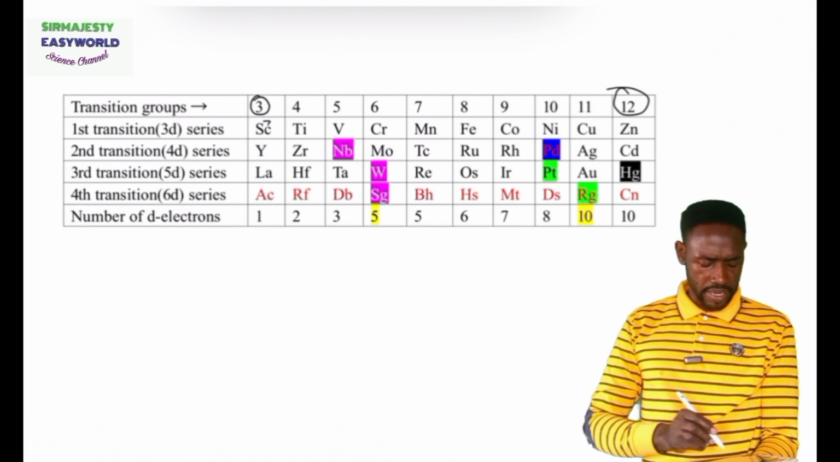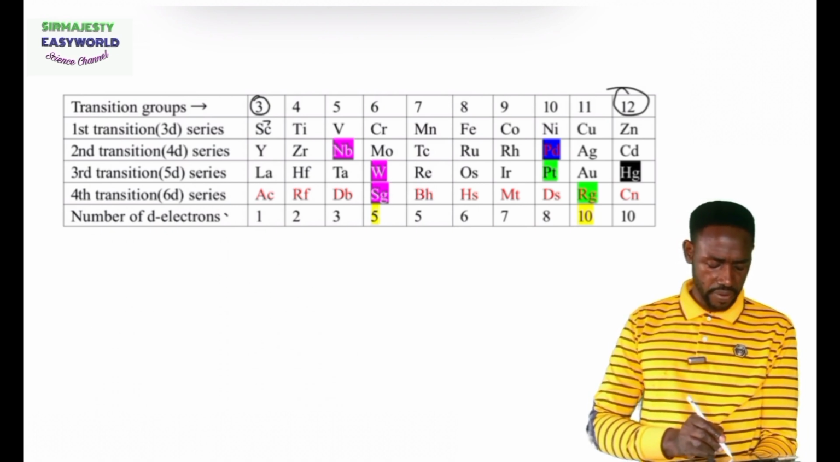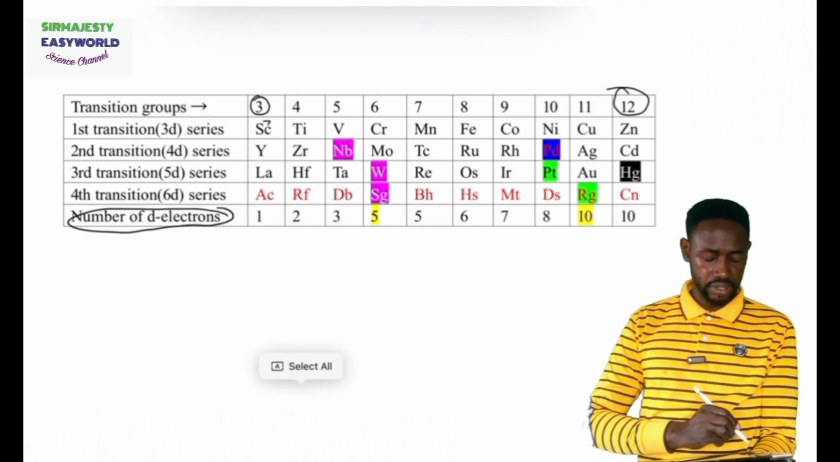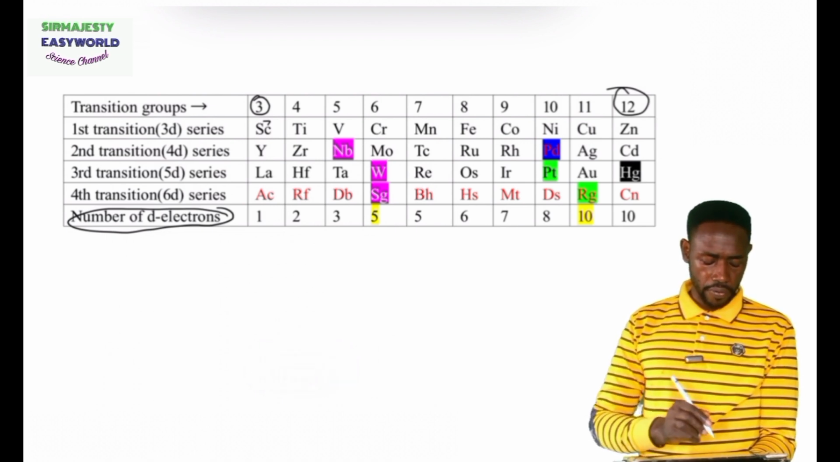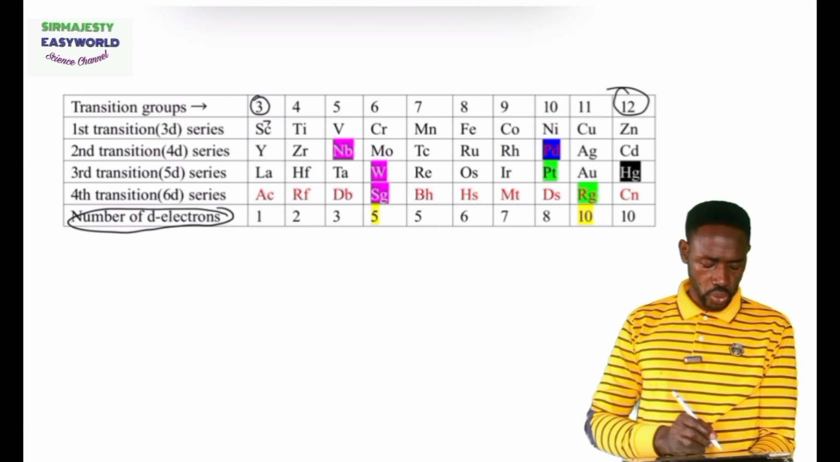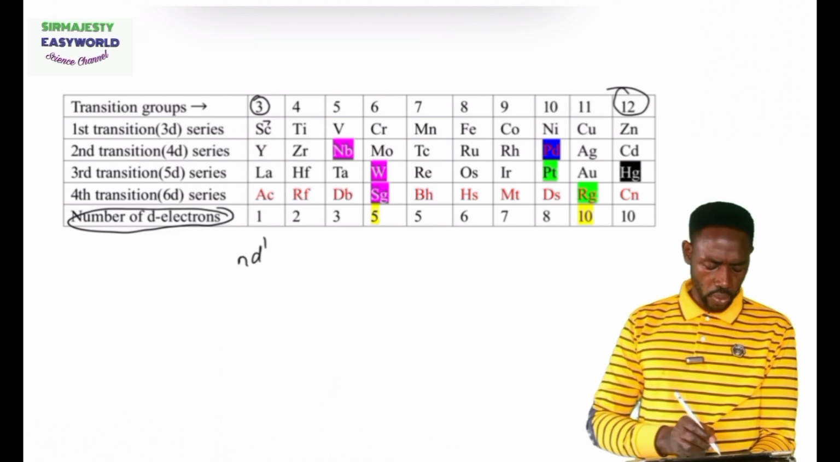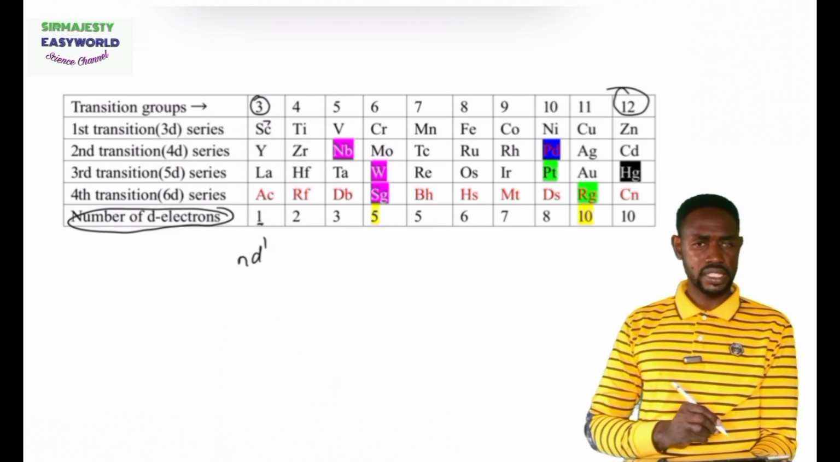So remember that this shows their d electrons, meaning how the d electrons are filled. While writing the configuration of scandium, it will end in nd1. That is this one here. So let's take a count.